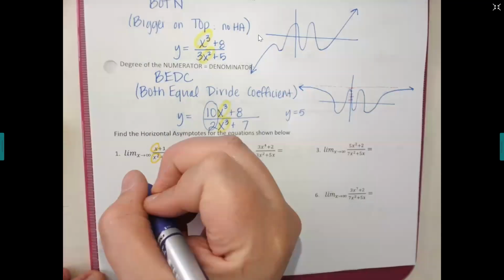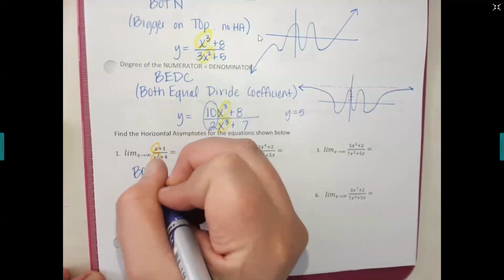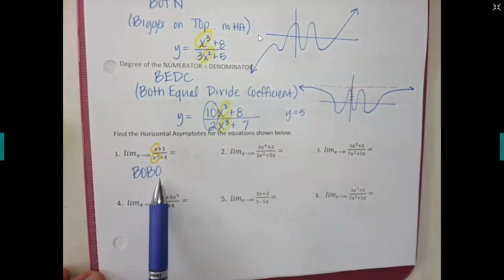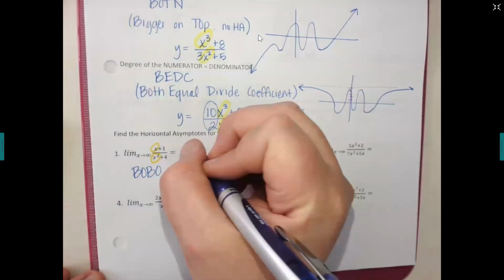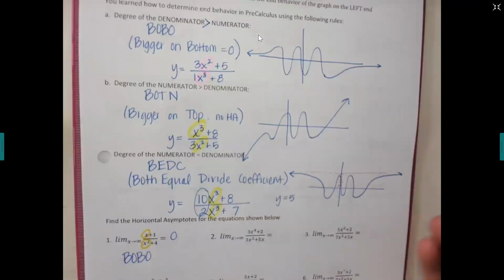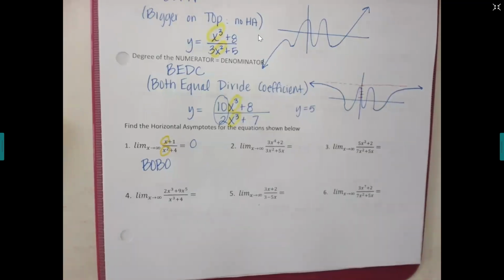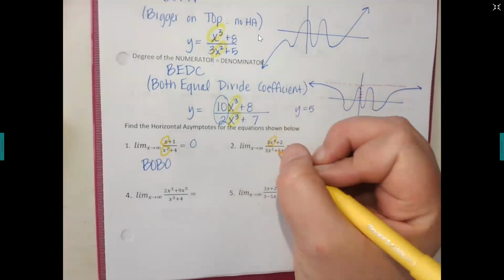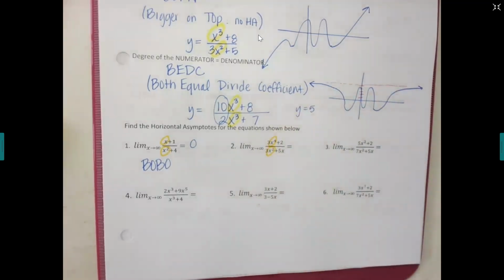Is it a Bobo, a Botan, or a Betsy? Bobo is correct. And remember that for Bobo, it means bigger on bottom goes to 0. So put y equals 0. And I know that my graph at the ends would look like this first graph we drew, where it curves off to the x-axis. Okay, second one, highest power on top. What number? X to the 4. On bottom, x to the 2. Is it a Bobo, a Botan, or a Betsy?